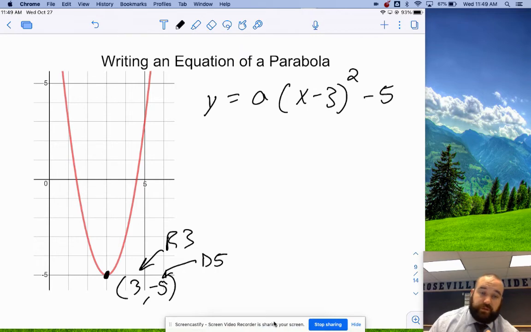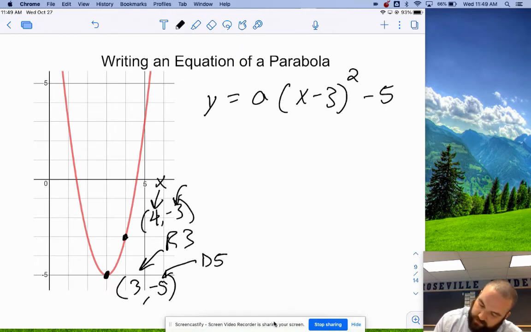Okay, there's a couple ways to do this. There is a shortcut method to figure out what the a value is. But what I want to do is I'm going to use any other coordinate on the graph. Okay, what we've seen in math before is if there's only one variable in an equation that you want to solve for, you can solve for it. So if I take this coordinate right here, which is 4, -3, I'm going to plug in 4 for x, and I'm going to plug in -3 for y in the equation we just wrote.